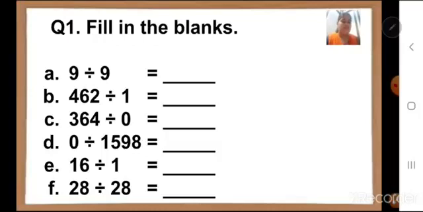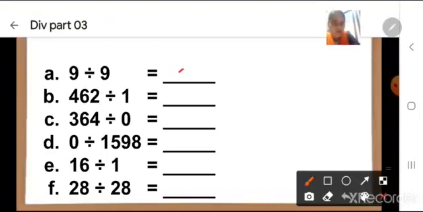Now children, this exercise questions we have to solve based on the property. Okay, so by looking at the question, which property do you think it is? Yes, it is the second property, division of a number by itself. What does the property say? A number when divided by itself gives the quotient as 1. Correct? So 9 divided by 9 is equal to 1.